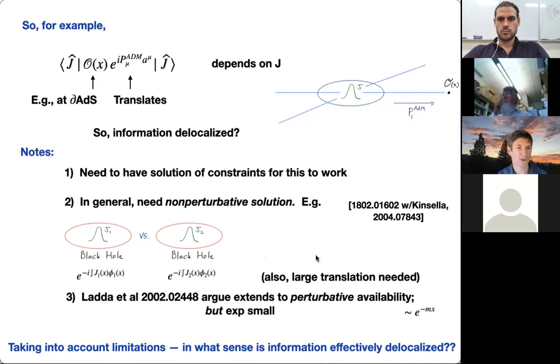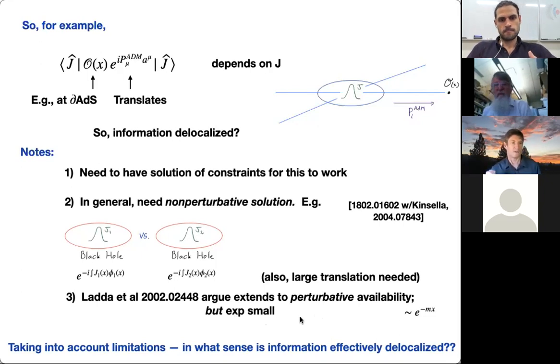There has been some argument that this whole story extends to perturbative availability of information, but the relevant terms that they talk about are exponentially small, and things like the displacement you need times, say, the mass of the typical excitation of, say, your scalar field. So that's an important question.